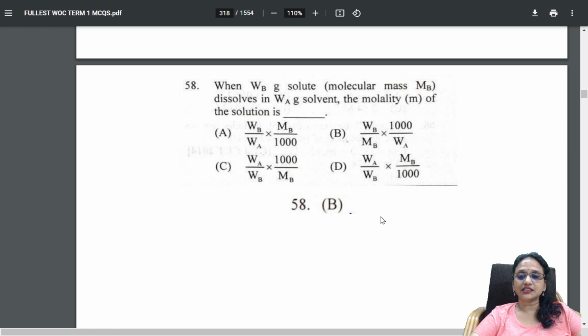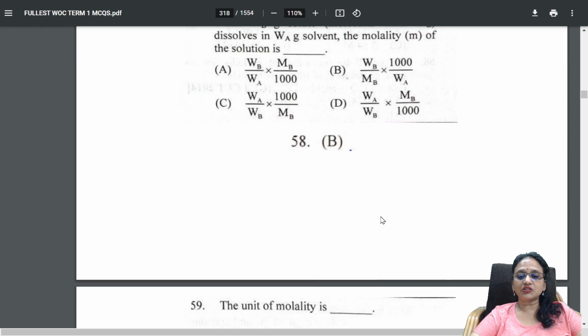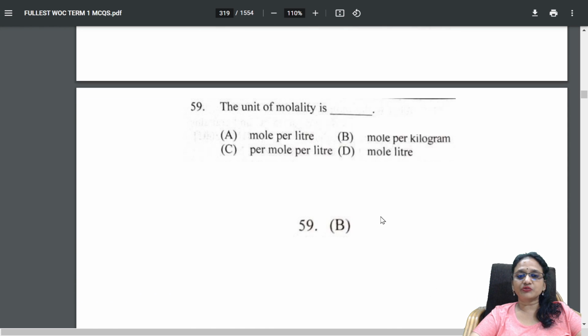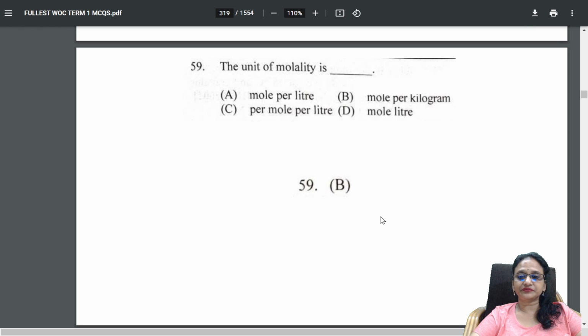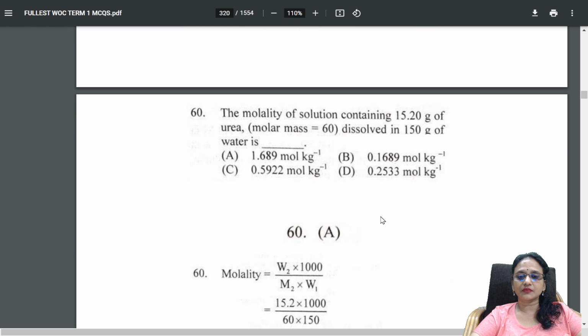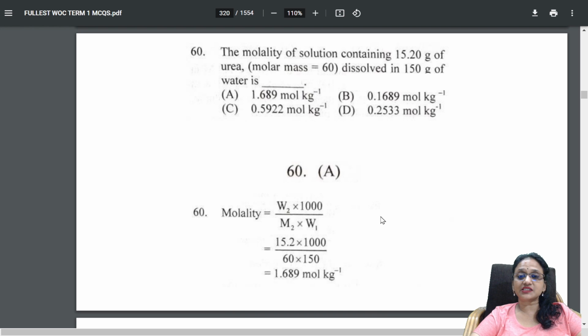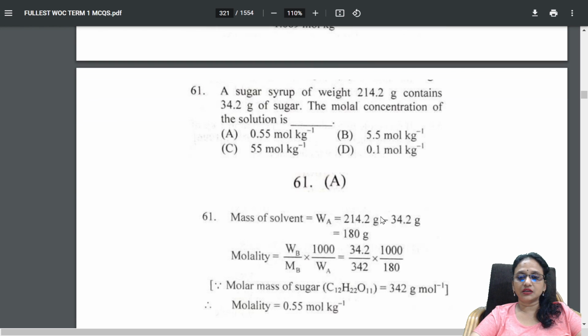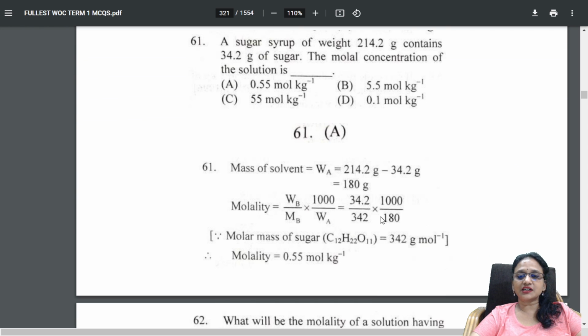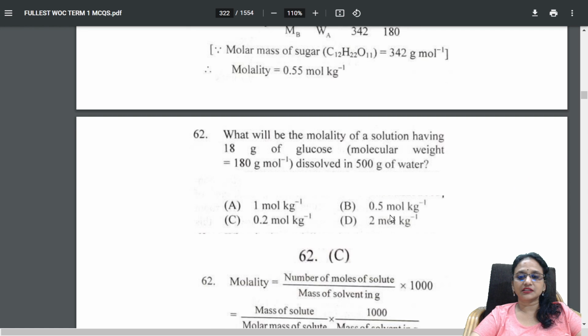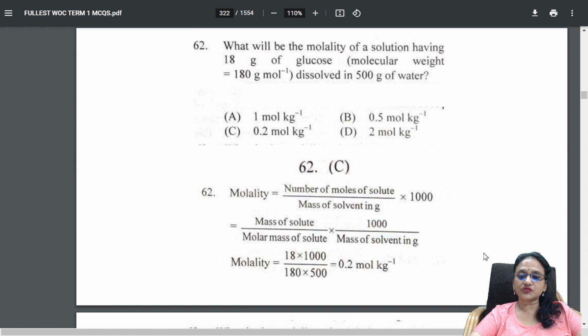So basically, the molality formula is also asked. Units of molality are asked. Just check. Direct substitution is asked. Again, a molality numerical is asked. Okay, this is one more question on your molality.